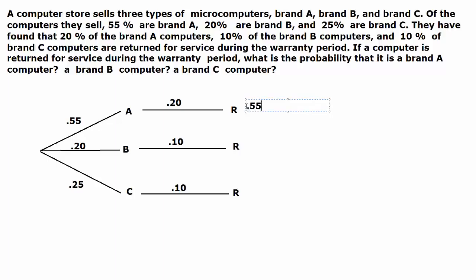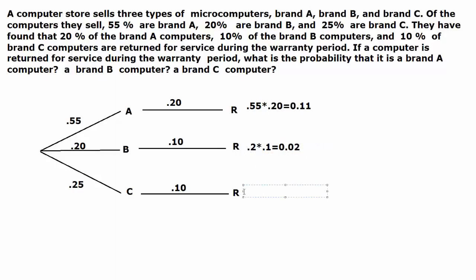So what do you get? The probability that a computer is returned and it is of brand A, how much is that? That is 0.11. That is the probability that a microcomputer is of brand A and it is returned for service during the warranty period. Now this probability for brand B is 0.2 times 0.1, that is 0.02.